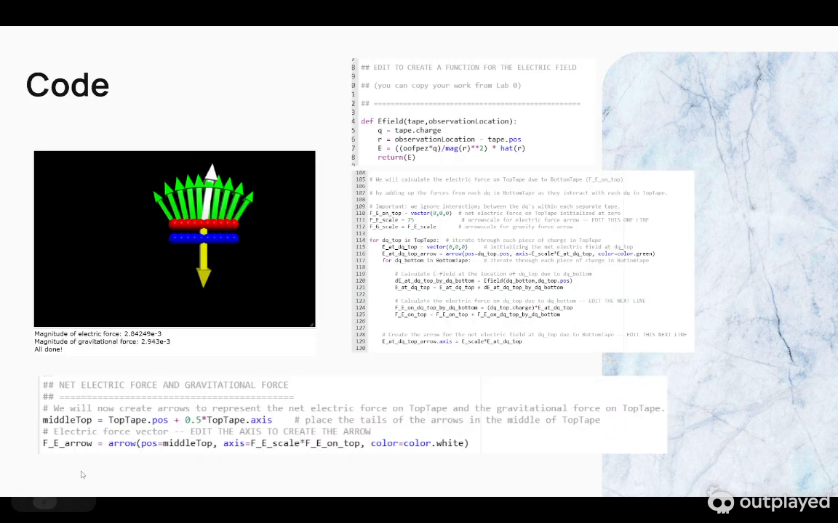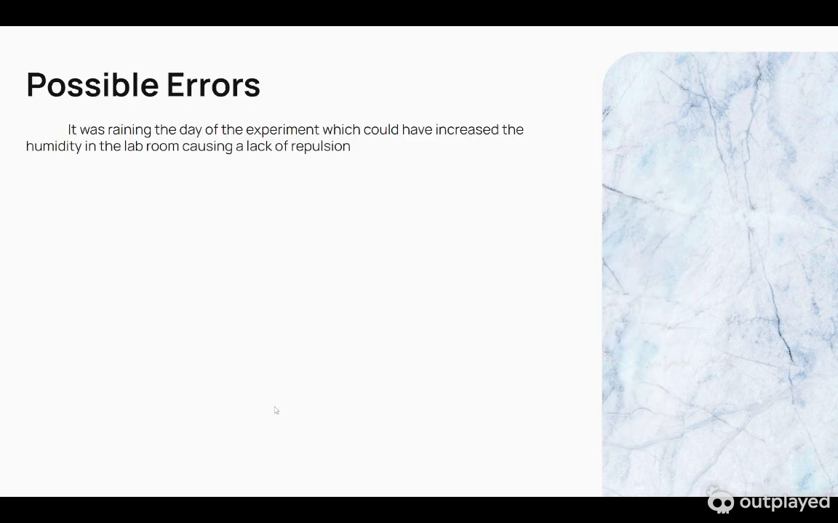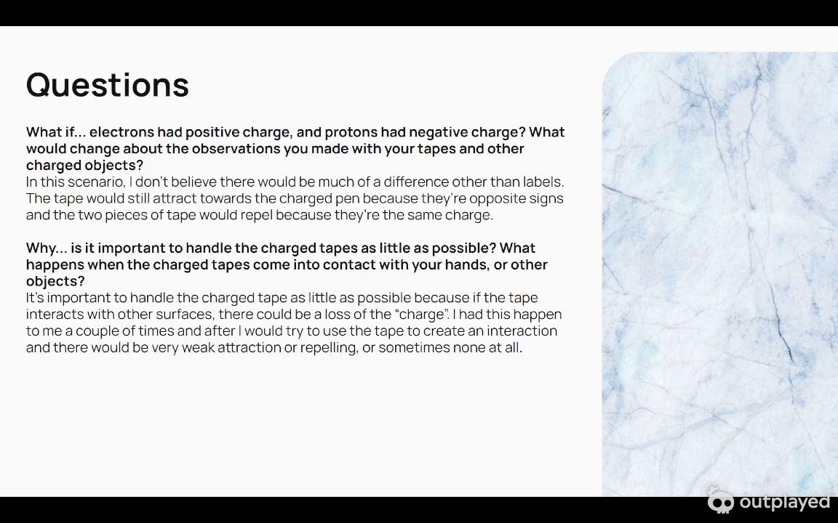Here is my code with the most important parts, which is to create the function of the electric field, setting the top tape equal to the, we're going to find the electric force on top tape to the bottom tape, and then the net electric force and gravitational force being set equal to each other. And then possible errors: it was raining that day, so the high humidity could have caused a lack of repulsion.